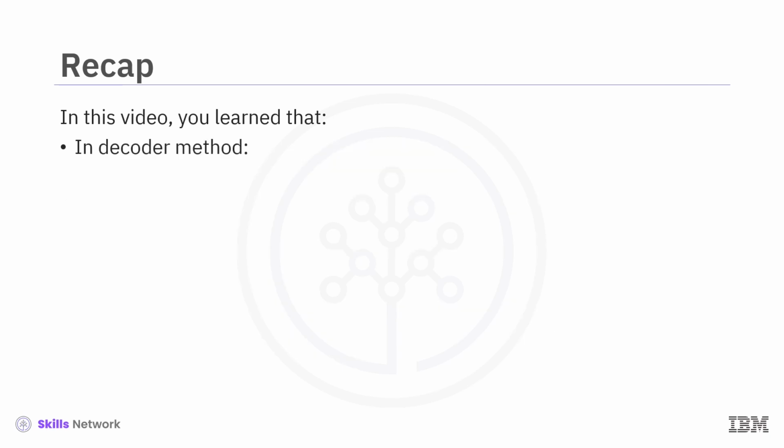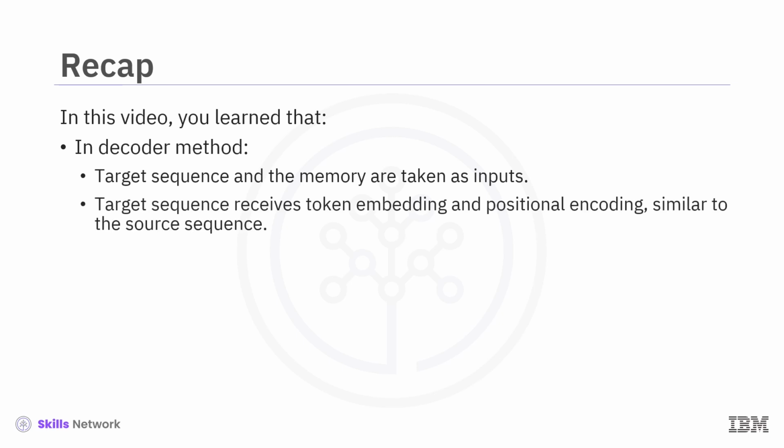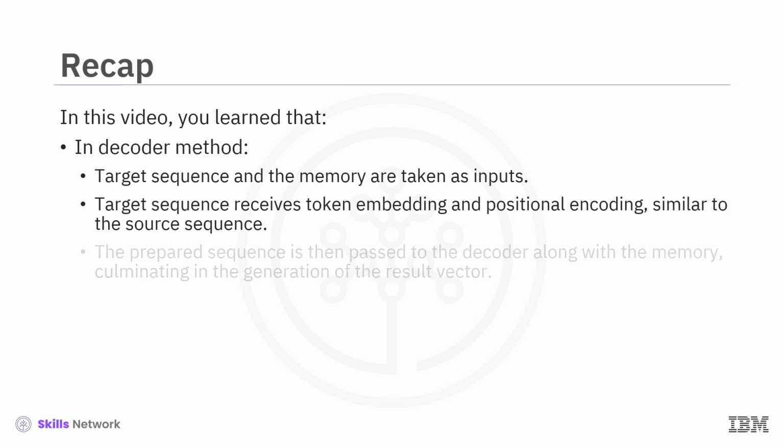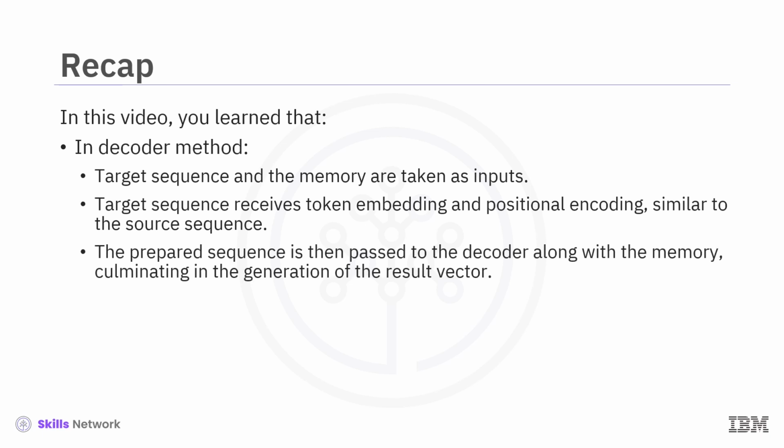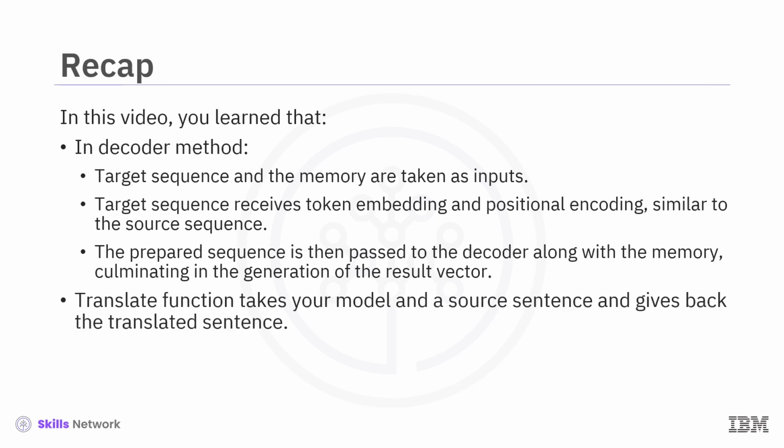The decoder method takes the target sequence and the memory as inputs. The target sequence receives token embedding and positional encoding, similar to the source sequence. This prepared sequence is then passed to the decoder along with the memory, culminating in the generation of the result vector. The translate function takes your model and a source sentence and gives back the translated sentence.